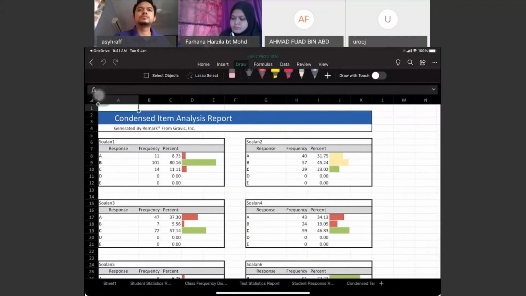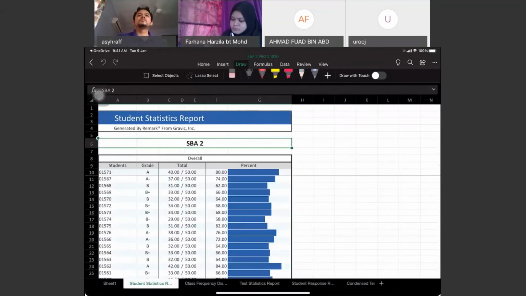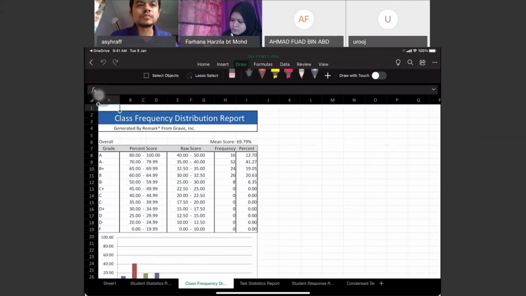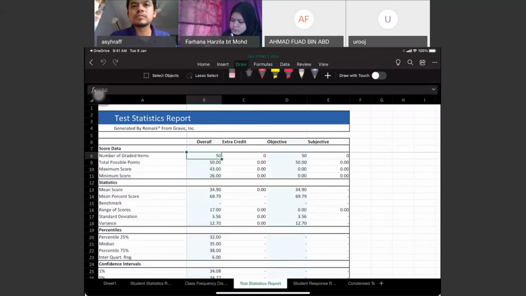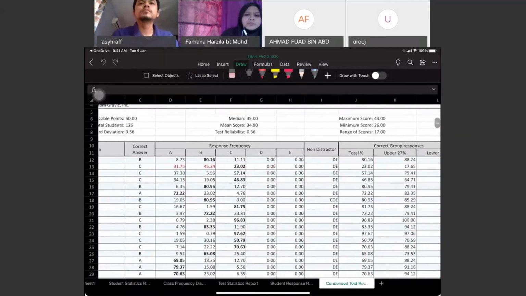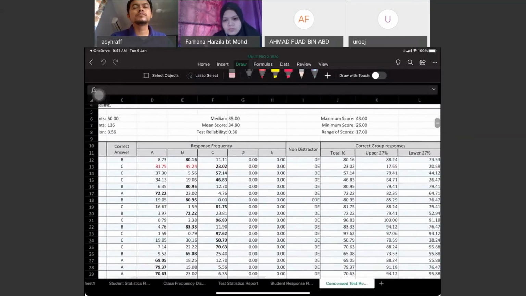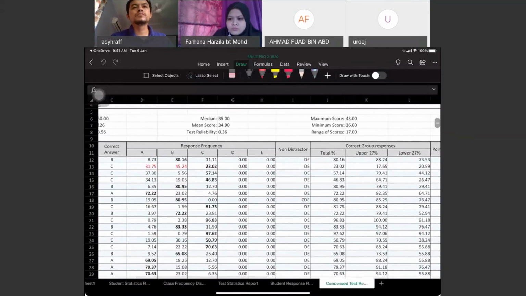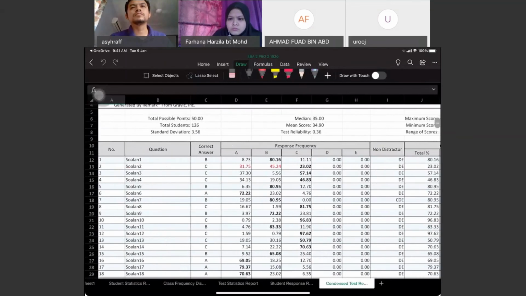Student statistics, class frequency, test statistics, student condense. This is the one which shows the indices. So what we have here is that it shows question by question, not student by student. So we have soalan 1, question 1, question 2, question 3, and so on.